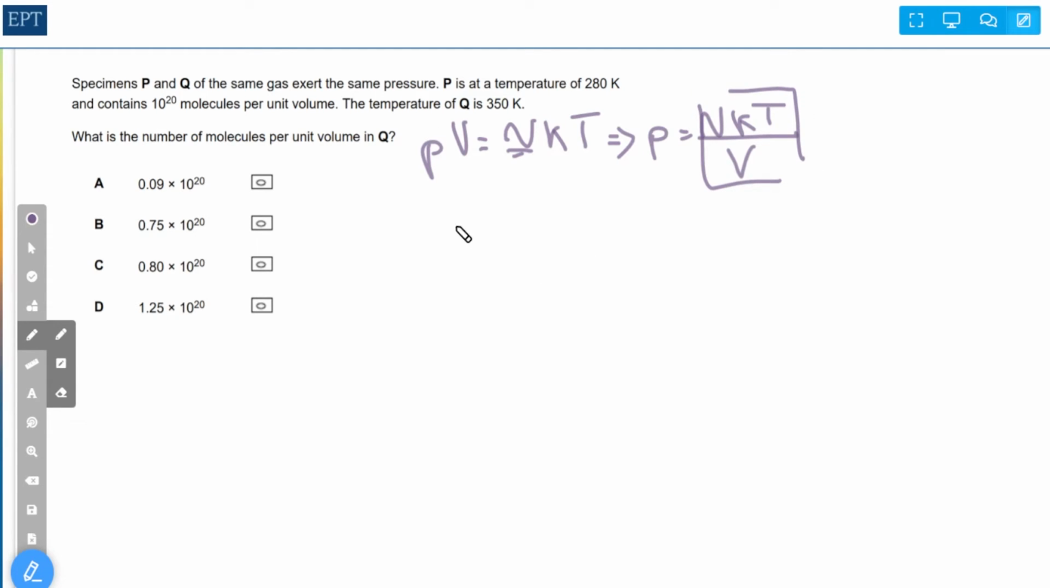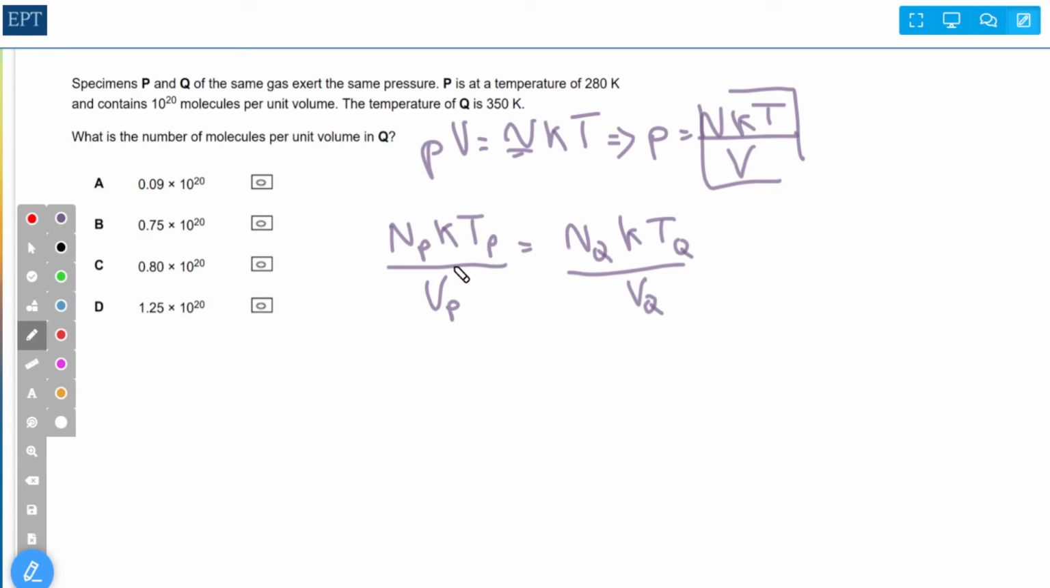What we're going to do is write down the right-hand side of the P equals formula and put subscripts P to show us that we're talking about specimen P. Then we're going to set that equal to the same formula but with subscripts Q for specimen Q. Therefore, N_P k T_P over V_P equals N_Q k T_Q over V_Q. Remember, we don't need a subscript for k because it's a constant. Remember, what we're after is to find N_Q.